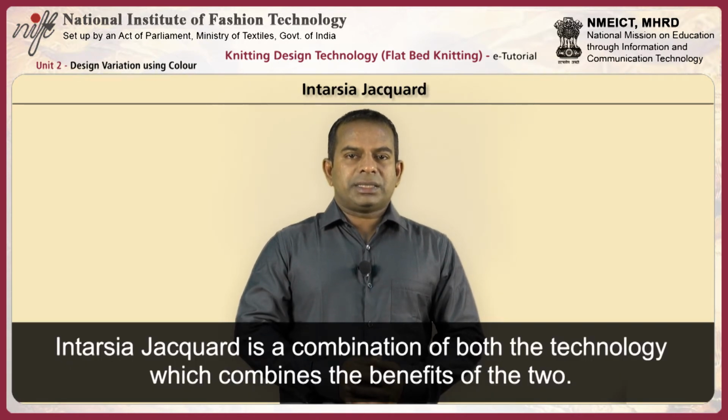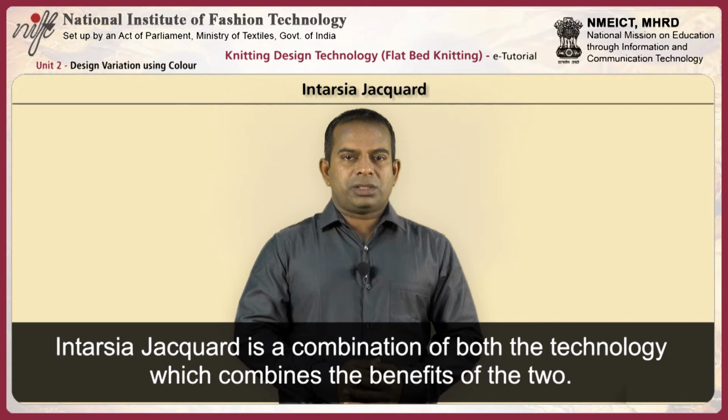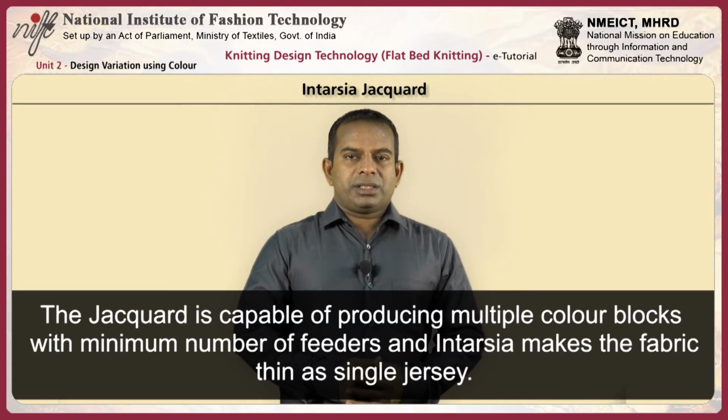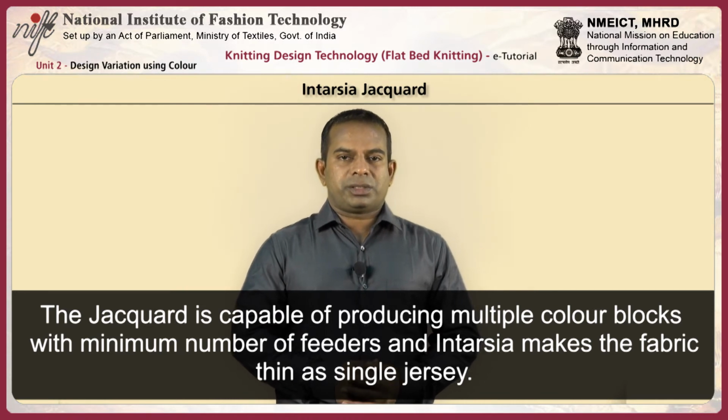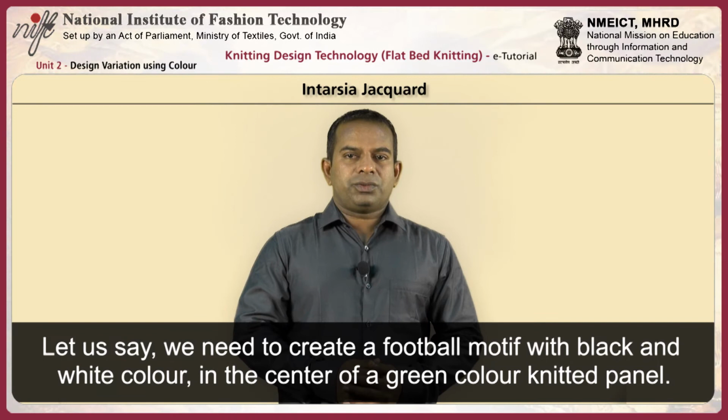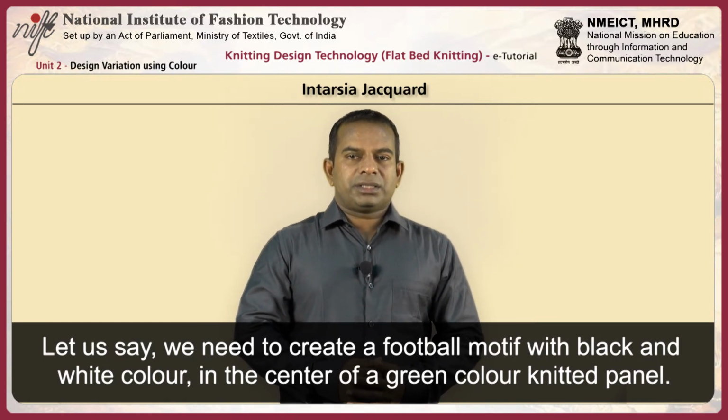Intarsia Jacquard is a combination of both the technologies, which combines the benefits of the two. The Jacquard is capable of producing multiple colored blocks with minimum number of feeders, and Intarsia makes the fabric thin as single jersey. Let us say we need to create a football motif with black and white color in the center of a green colored knitted panel.